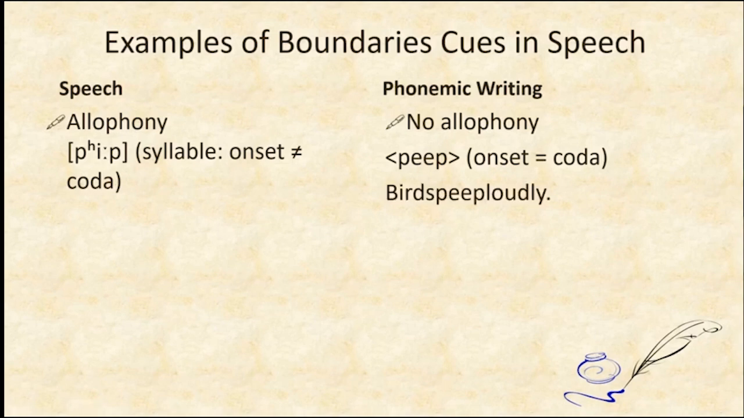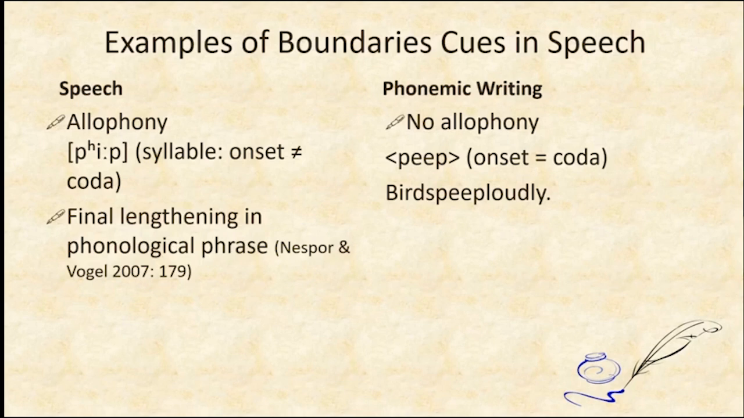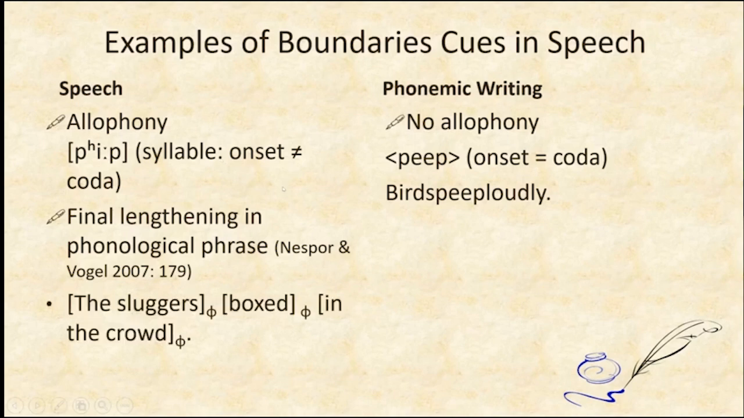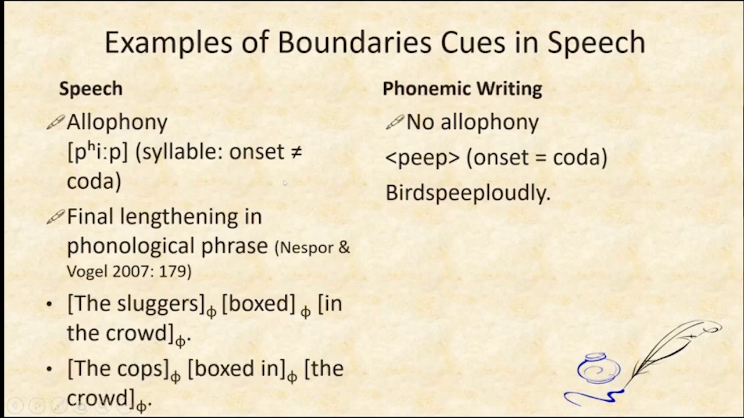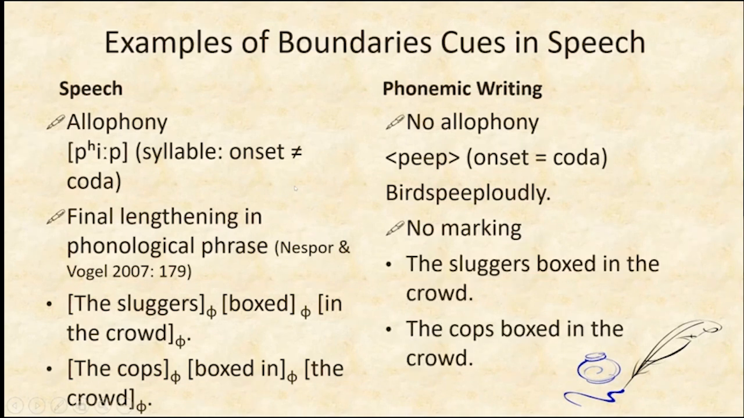And so you have no cues, in the absence of spacing, as to where that boundary is. Whereas if you had heard the aspiration, you would know. Another example of one of these more subtle phonological cues is what's known as final lengthening in phonological phrases, where there is a distinction between 'the sluggers boxed in the crowd' and 'the cops boxed in the crowd.' Again, if you're just writing that, you won't see a difference between those two prosodic patterns and the cues to the difference in the structures there.